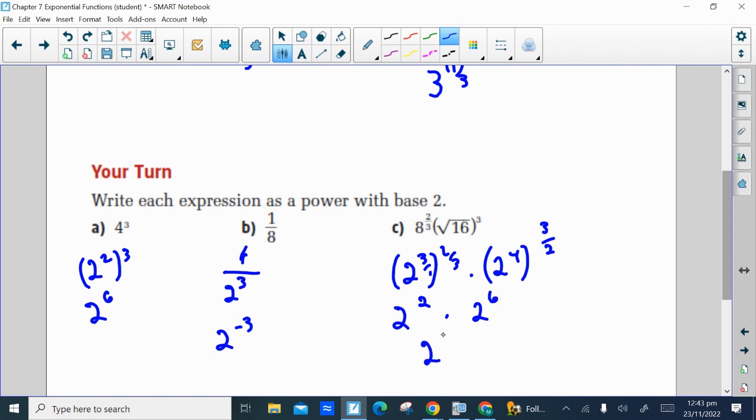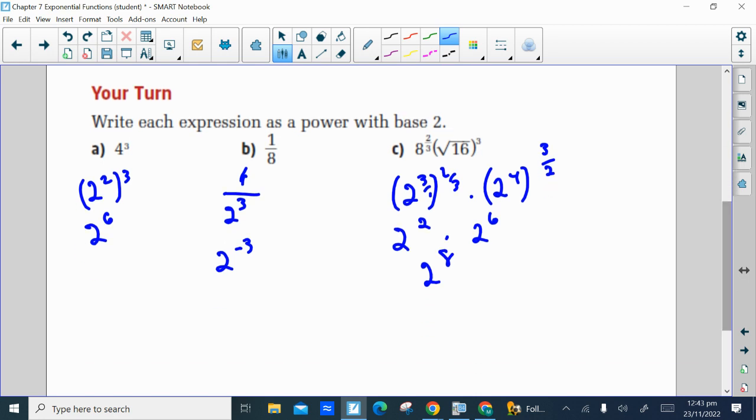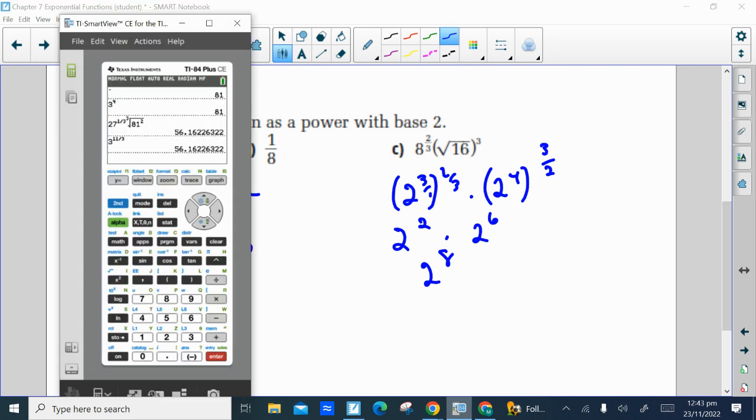And now you're multiplying powers with the same base, so you add the exponents and the base stays the same. So to check that, if we have 8 to the power 2 over 3 times, and it doesn't matter again what order we do the next part in, whether it's square root first, cube second, or cube first, square root second.